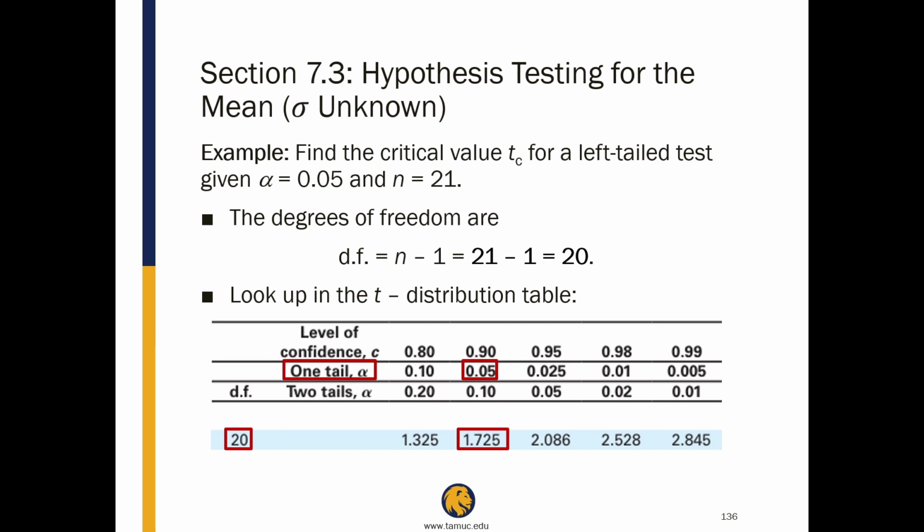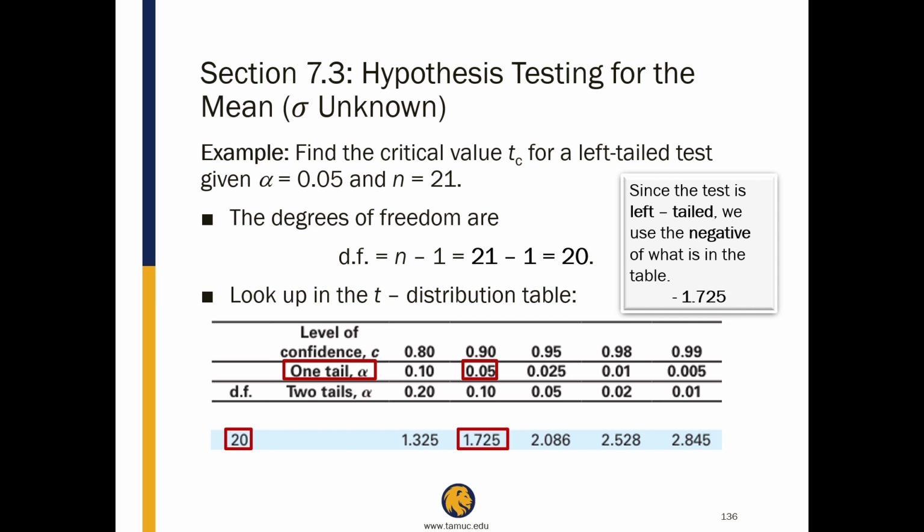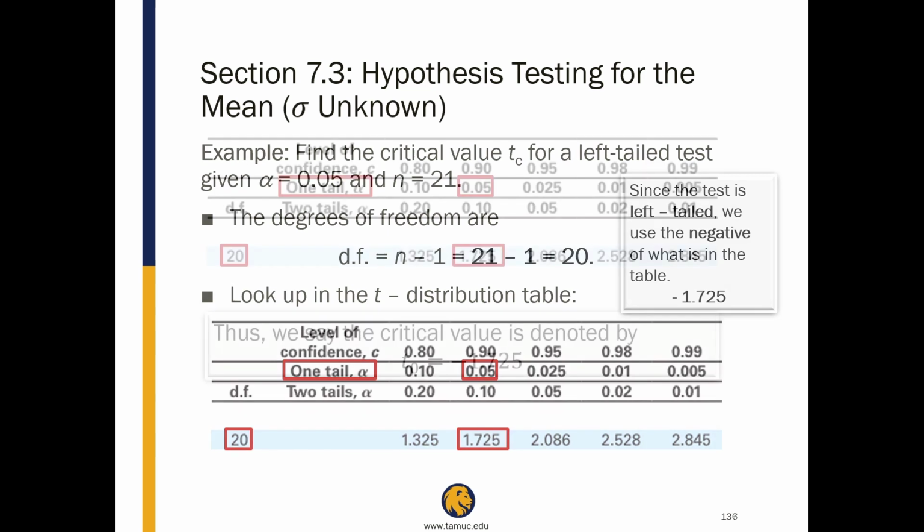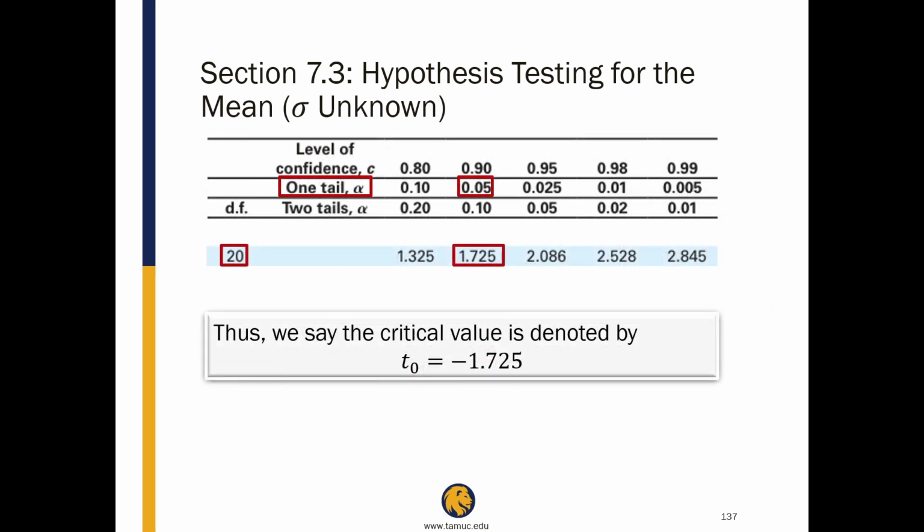1.725. That's going to tell us our critical value, but we just need to make sure to know, do we need to make it positive or negative? Since it's left-tailed, we're going to use a negative for what's in the table, so that'd be negative 1.725. Okay, and so there we go. We say that our critical value is denoted by negative 1.725.